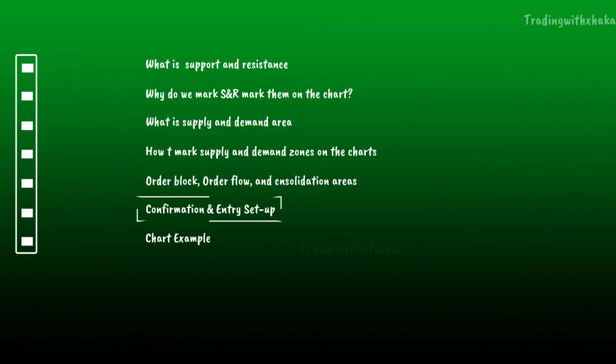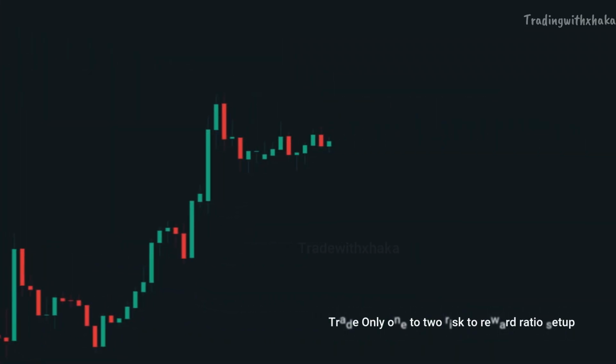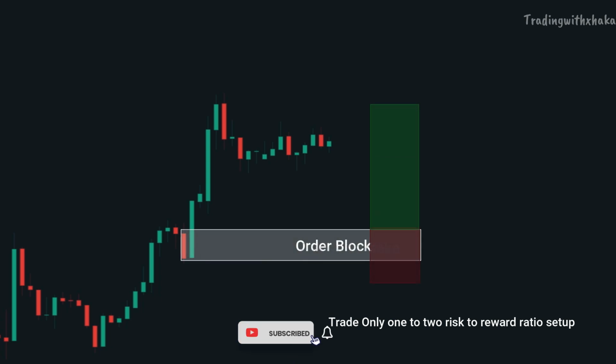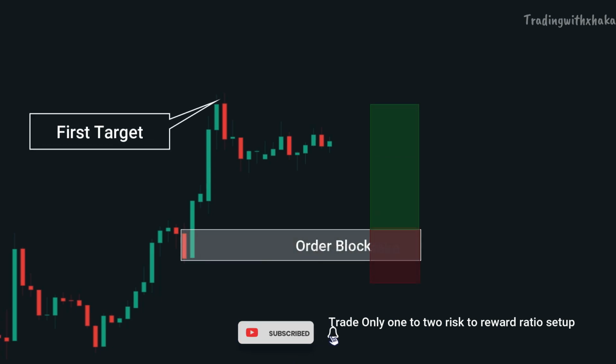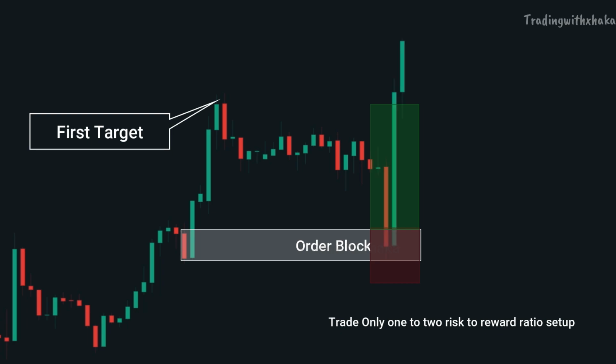Now let me show you some of the best techniques to trade the supply and demand levels and enter at a better price. First of all, we always look for trades with at least a 1 to 2 risk-to-reward ratio before reaching our first target. Our first target is the latest high that the price recently created. So if your setup has a 1 to 2 risk-to-reward ratio, you can set your entry at the start of the order block and place your stop below the swing low to give the price room to breathe.